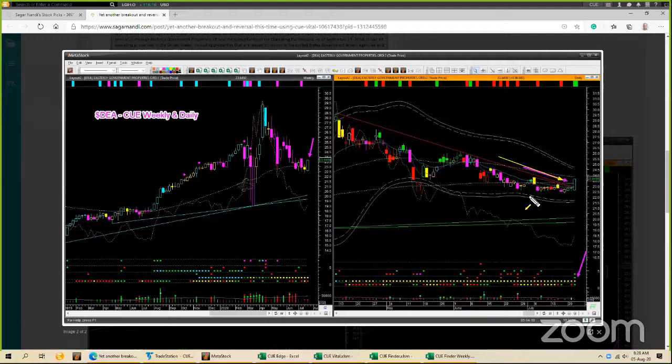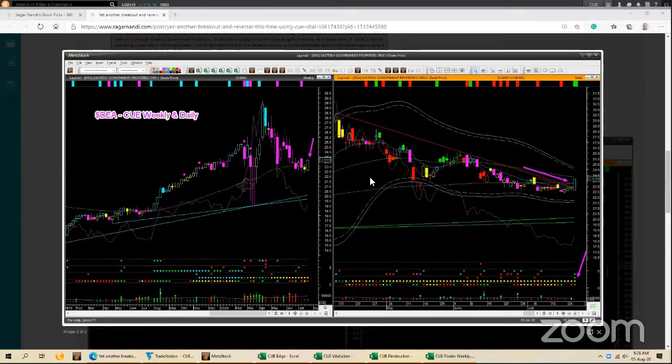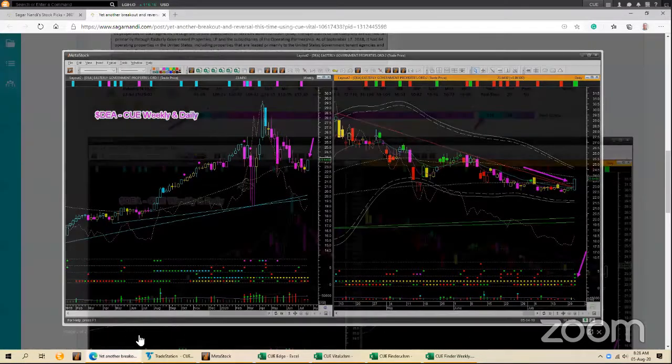Breaking out from daily resistance. It also created a reversal candle that is shown by the reversal dot. The weekly was bullish. So I took a long trade, DEA. Let's look at DEA now.